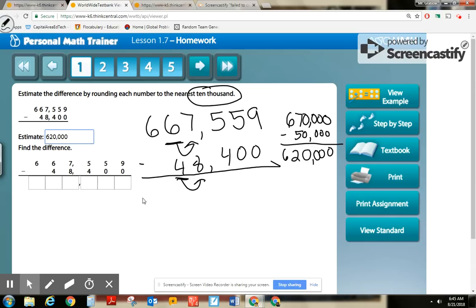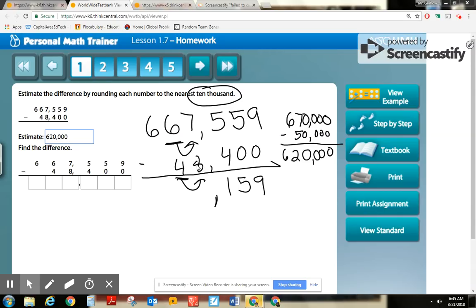You see how they have it set up here, but since you're using your piece of paper, here's how you should do it. We start right here in the ones place. Don't start at the greatest place value. Start in the ones place. 9 take away 0 is 9. 5 take away 0 is 5. 5 take away 4 is 1. Make sure I bring down my comma.